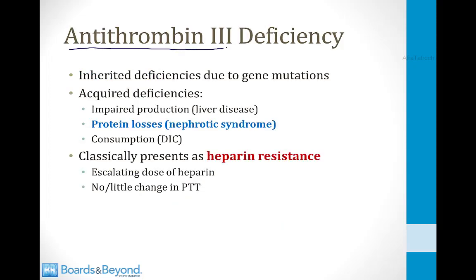Antithrombin 3 is a naturally occurring anticoagulant that inactivates a number of factors in the coagulation cascade. I talk about antithrombin 3 in more detail in the module on coagulation.